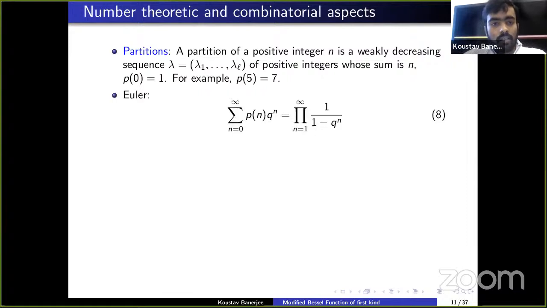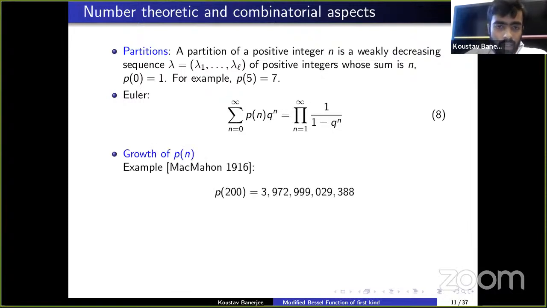So the partition function has a long history. It dates back to Euler, the first systematic study is due to Euler. Its generating function is the sum over n from 0 to infinity of p(n) q to the n, which, formally, is an infinite product of 1 over 1 minus q to the n. So if I expand 1 over 1 minus q times 1 over 1 minus q squared and so on, and collect the coefficients of q to the n, I get p(n) for each n.